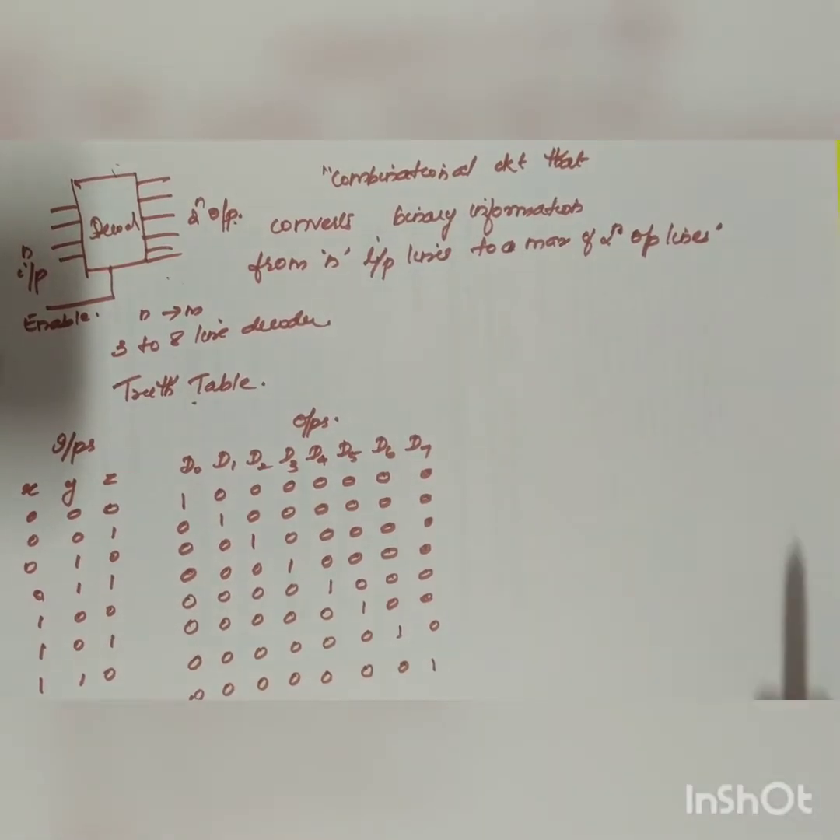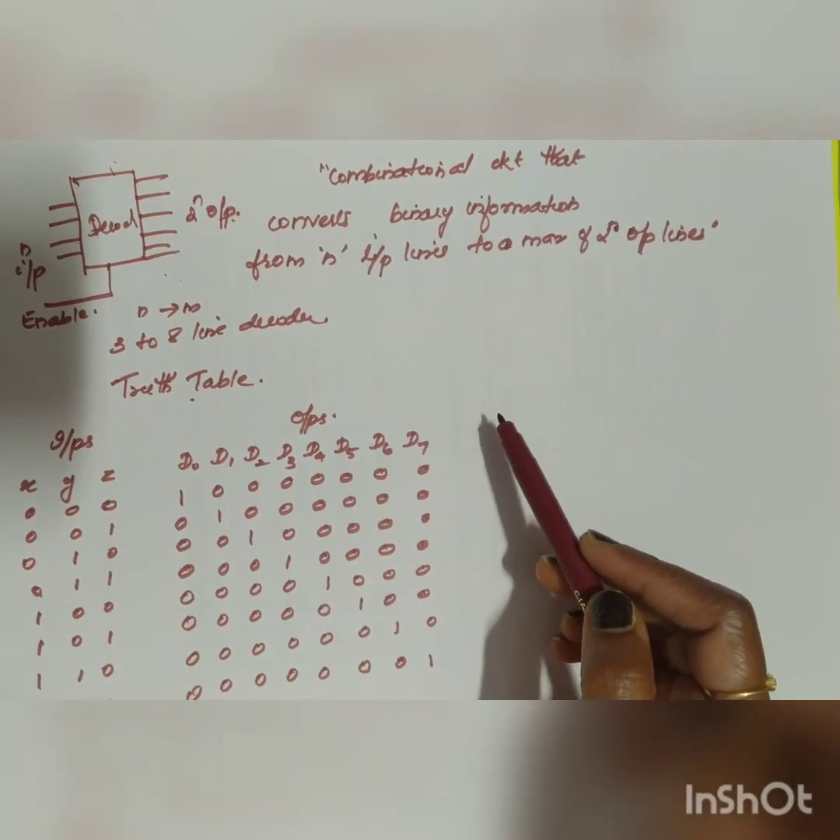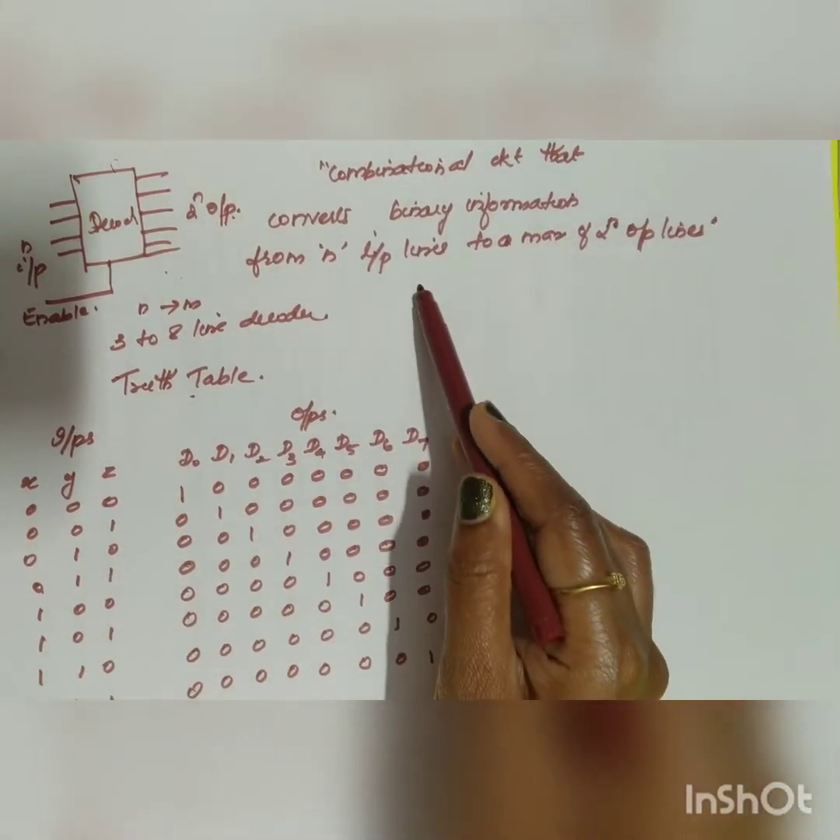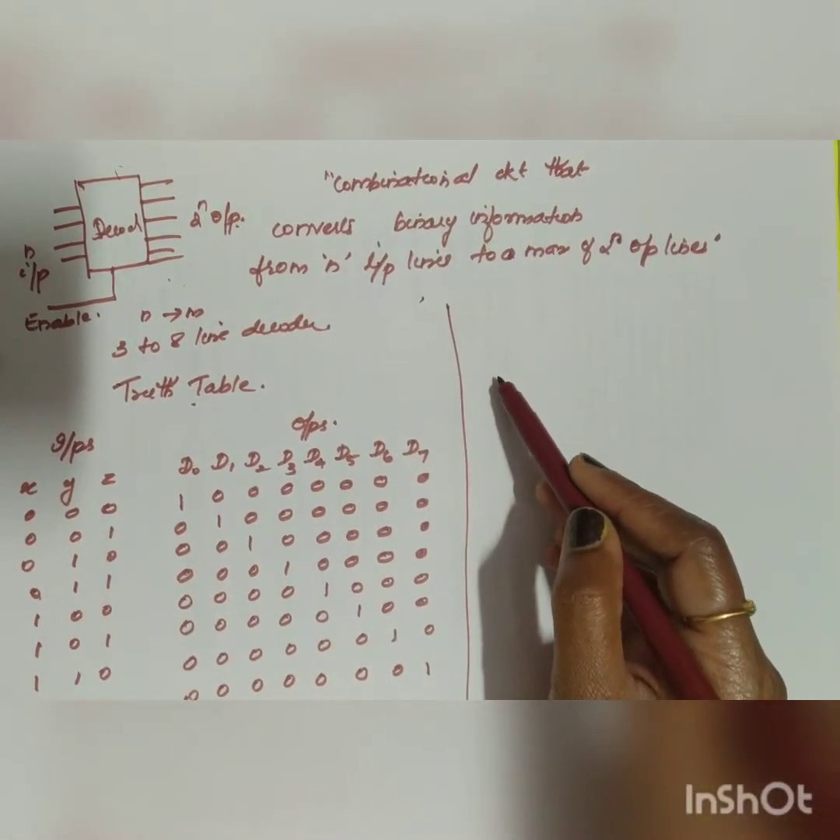So what will be your Boolean expressions? You will be having 8 different Boolean expressions, right? So let me write it here itself. So what will be your D0?